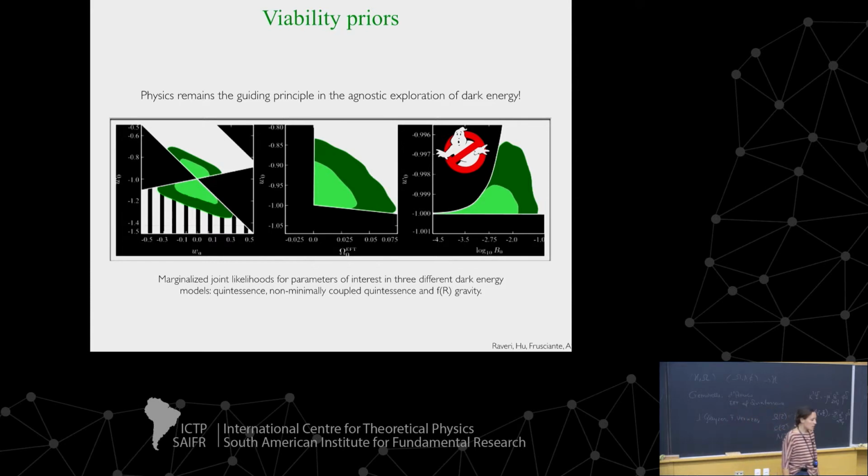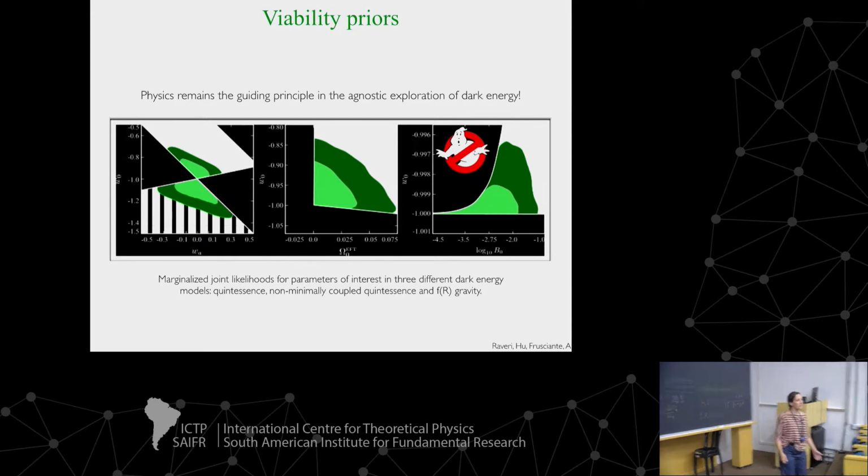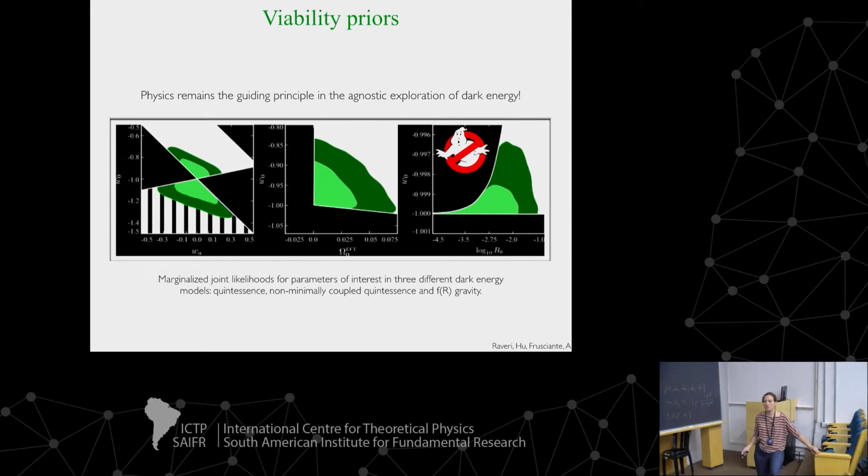And so, for instance, EFT at that point will understand that you don't want to cross the phantom divide, because you're killing all the other operators, so you won't have anything that will prevent you from developing a ghost. You can open other operators, and then you will be able to access the w0, wa part that is non-phantom.